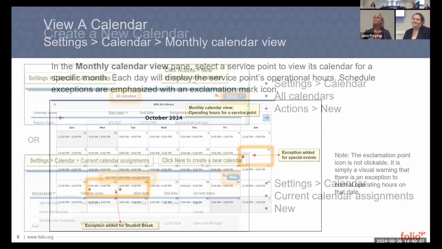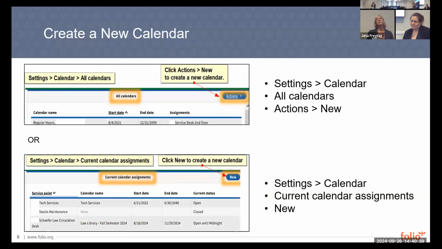Next slide. Okay, so now the fun begins where we get to create calendars. So to create a new calendar, there are 2 ways you can do this. In the settings calendar app, you can go to all calendars, or you can go to settings calendar, current calendar assignments. And the options are a little bit different, but they're the same.